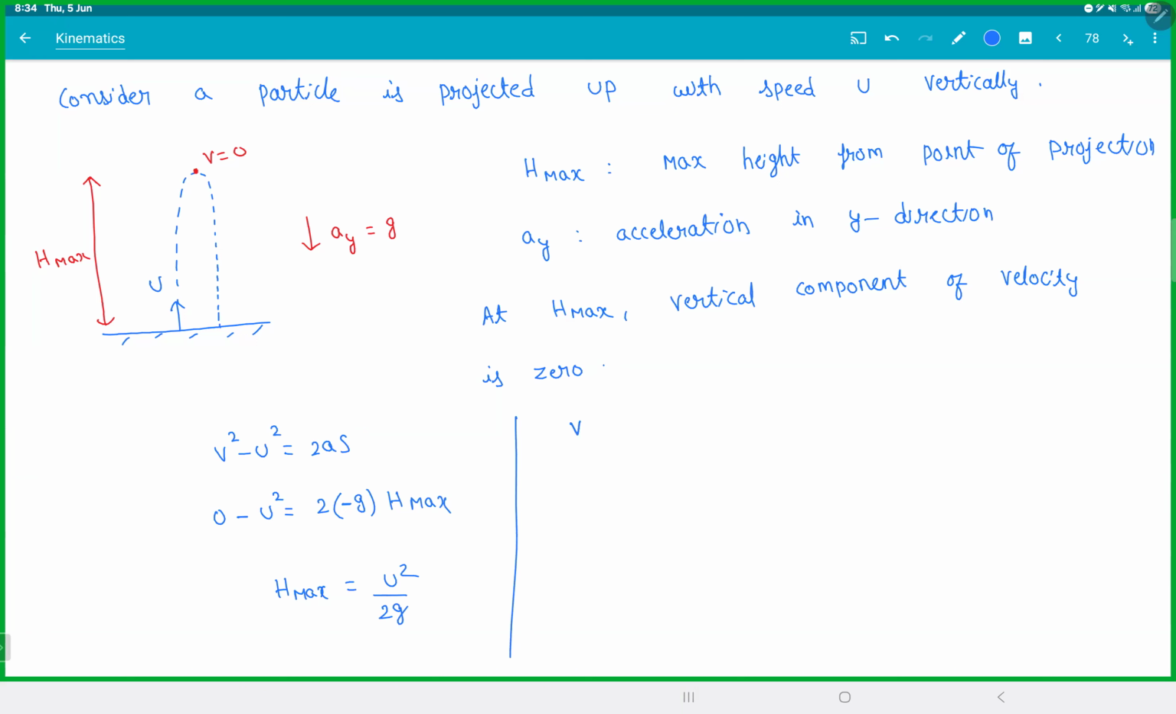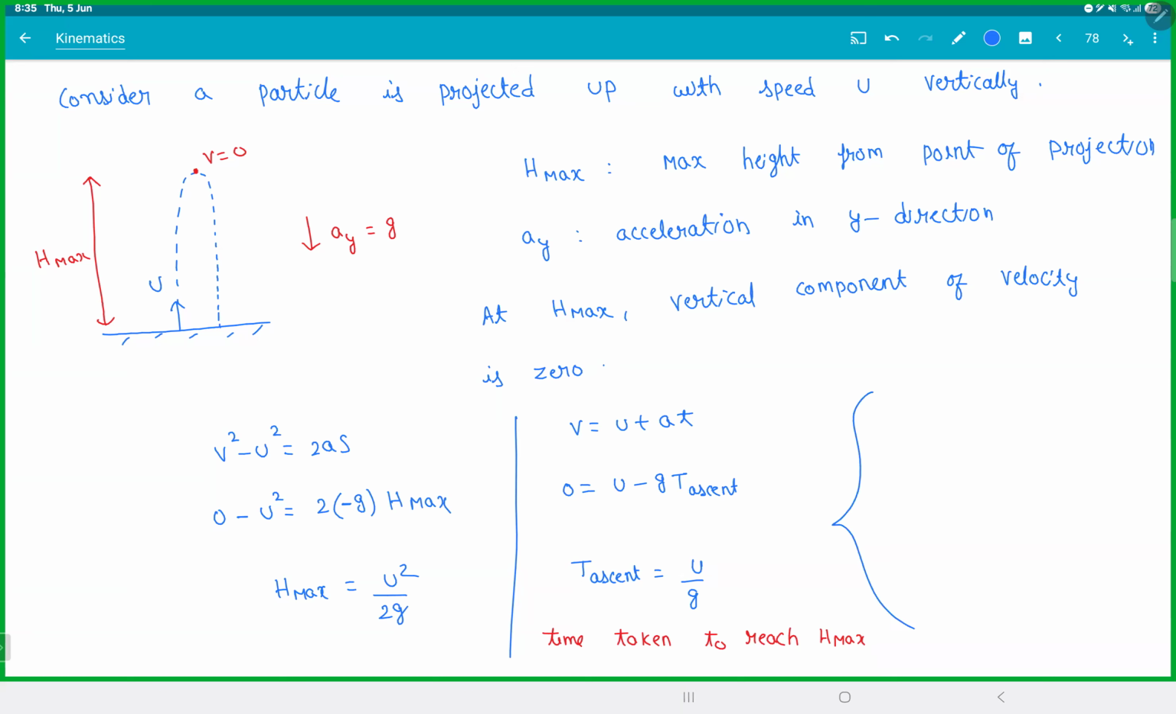Similarly, if I use the formula v is equal to u plus at, v is 0, this is u, a is minus g, this is called time of ascent. We get time of ascent is equal to u by g. So time of ascent is the time taken to reach the maximum height. Remember, all these are valid only because g was constant. If g is changing, we have to integrate again.